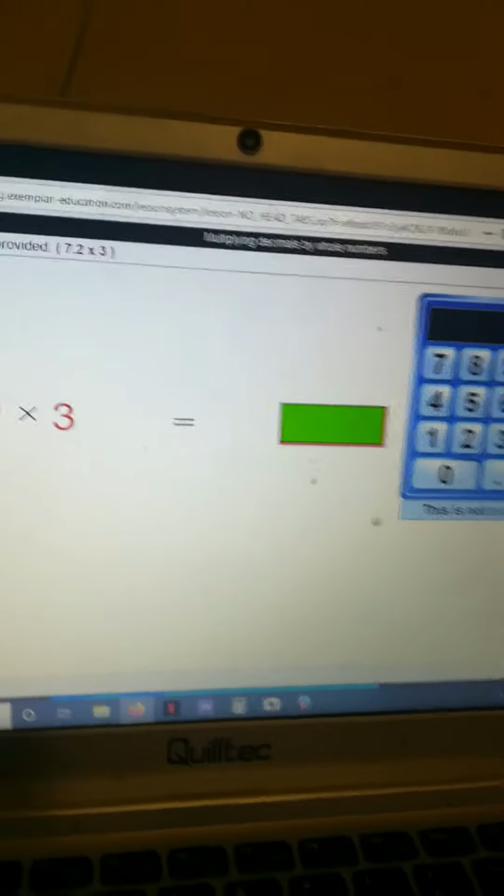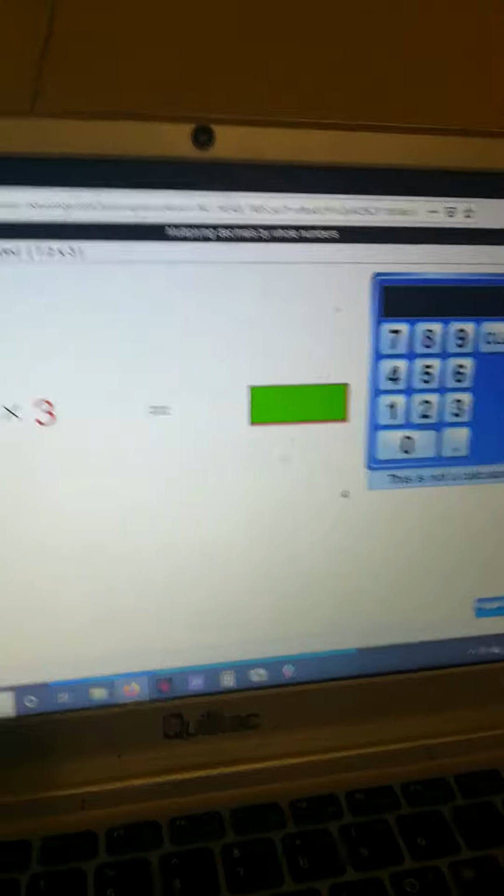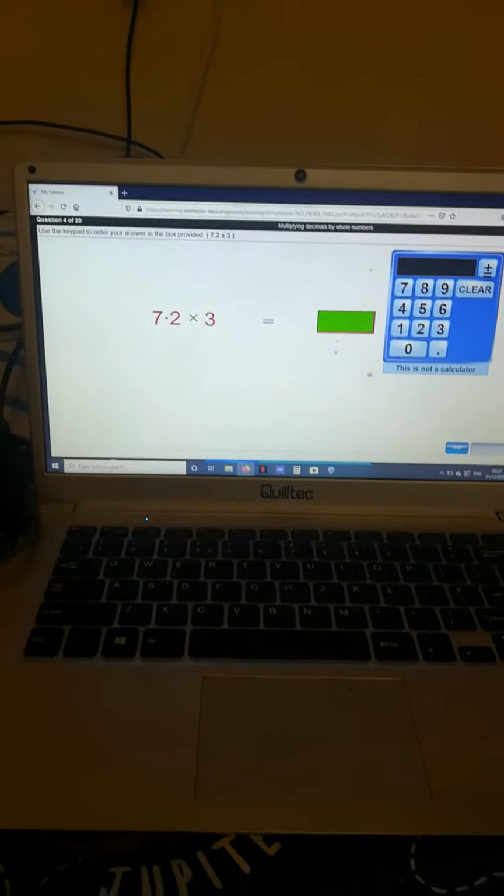This is me, Joshua, and I'm going to teach you how to solve this problem called multiplying decimals by whole numbers. So, the problem is 7.2 times 3. So let's write 7.2. Well, we don't need the point. We just take out the point and then put the 3 under.